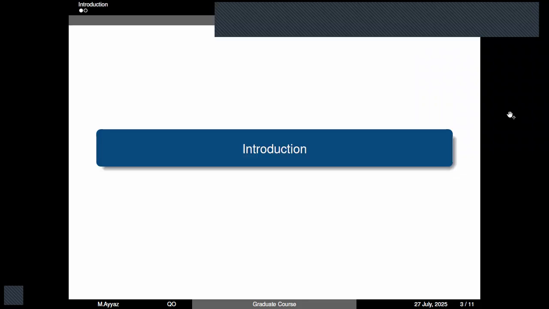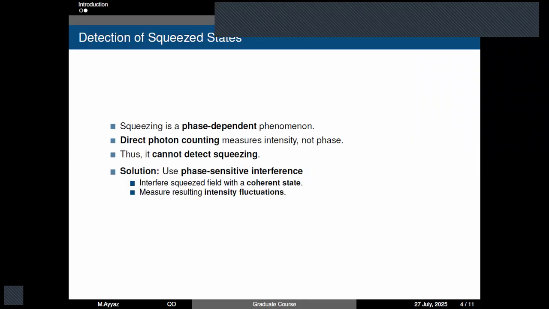So let's move on to the introduction of today's video. We know that squeezing is a phase-dependent phenomenon, as I have described earlier, and we cannot observe it using direct photon counting measures that are usually associated with intensity measurement, and they are not for phase dependence. So squeezing cannot be detected using these kinds of techniques. So we use phase-sensitive interference.